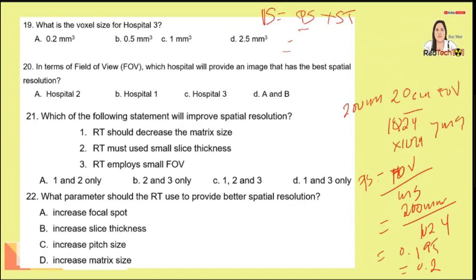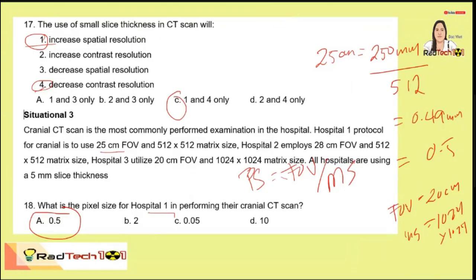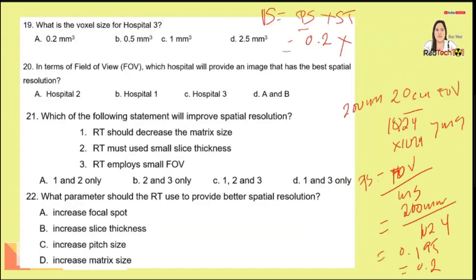So the pixel size is 0.2 times the slice thickness, which, as given here, is 5 millimeters. So times 5 millimeters. So 0.2 times 5, that is 1. Since we are talking about the volume, because the voxel is a volume element, so it is cubic millimeter. I will not discuss why the unit became like that. What is important is you know how to compute for the voxel size and pixel size.